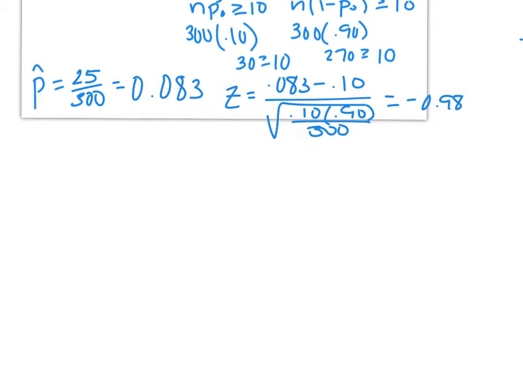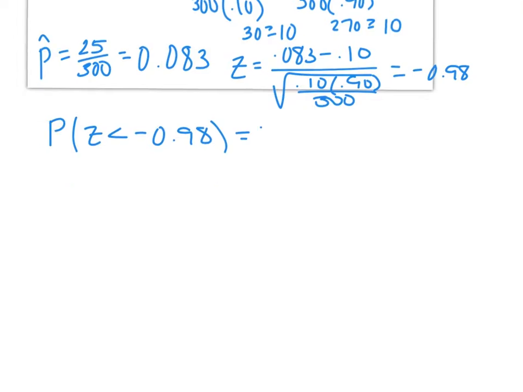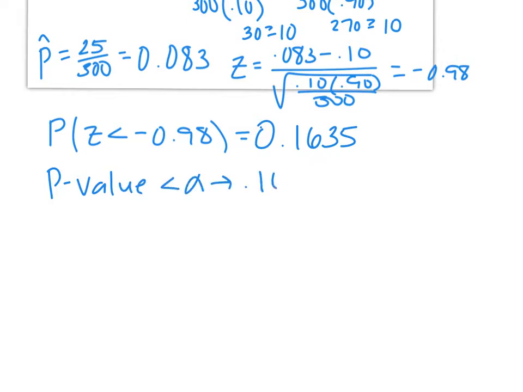So now I'm looking for the probability that z is less than negative 0.98. So again, I can use my table, I can use my normal CDF. So this gives me 0.1635. Remember, I'm trying to compare my p-value against alpha. So in this case, 0.1635 is definitely not less than or equal to 0.05. So we're going to say we fail to reject our null hypothesis.